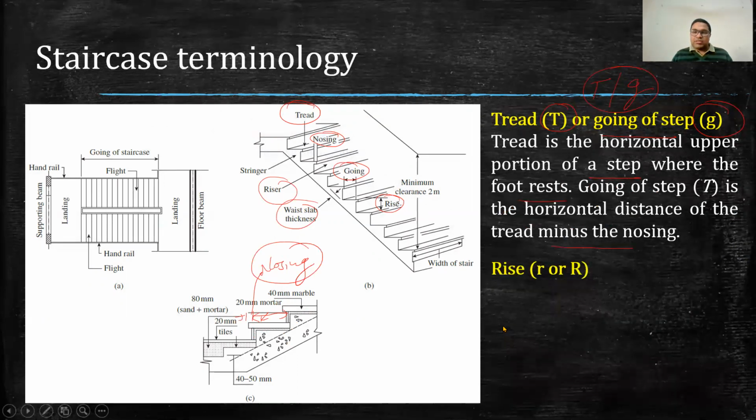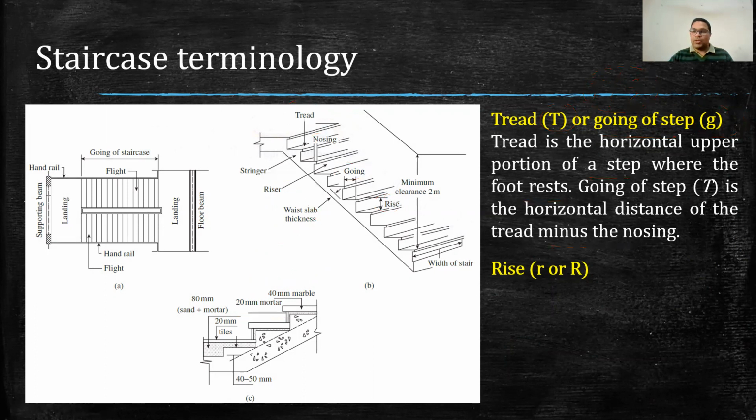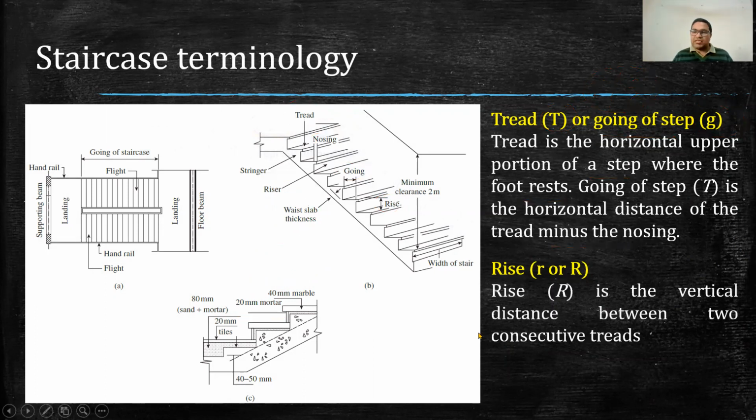Now talking about the next term, that is rise or riser. Riser is basically a vertical distance between two consecutive treads. So here you can see one tread and the second tread. The vertical distance between them is known as the riser. And basically the riser is the vertical portion of the steps.